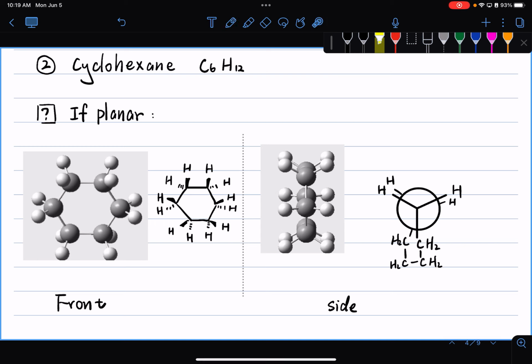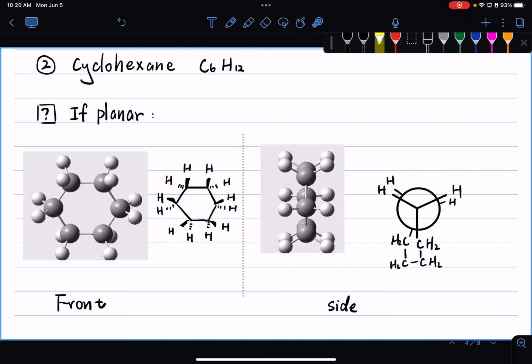So if we imagine a perfectly planar cyclohexane molecule, a 6-membered all-carbon ring, and look at the front view, you have 6 hydrogens wedged out toward you and 6 hydrogens dashed away from you. In the side view, all those hydrogens are eclipsed on top of each other. At the same time, the bond angle is also not the tetrahedral 109.5. That is why cyclohexane is not going to be a planar molecule.